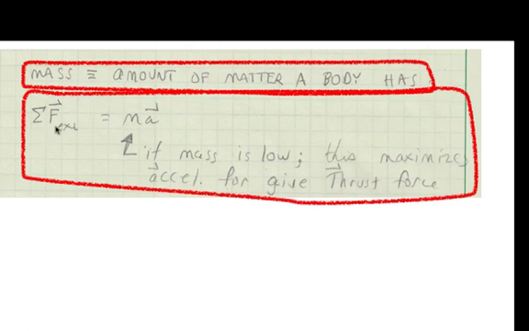Why care? The rocket motion is governed by F equals ma. And if mass is low for a given thrust force, we maximize acceleration. If we maximize acceleration, this maximizes the height, the speed of the rocket, all the stuff we care about as designers.